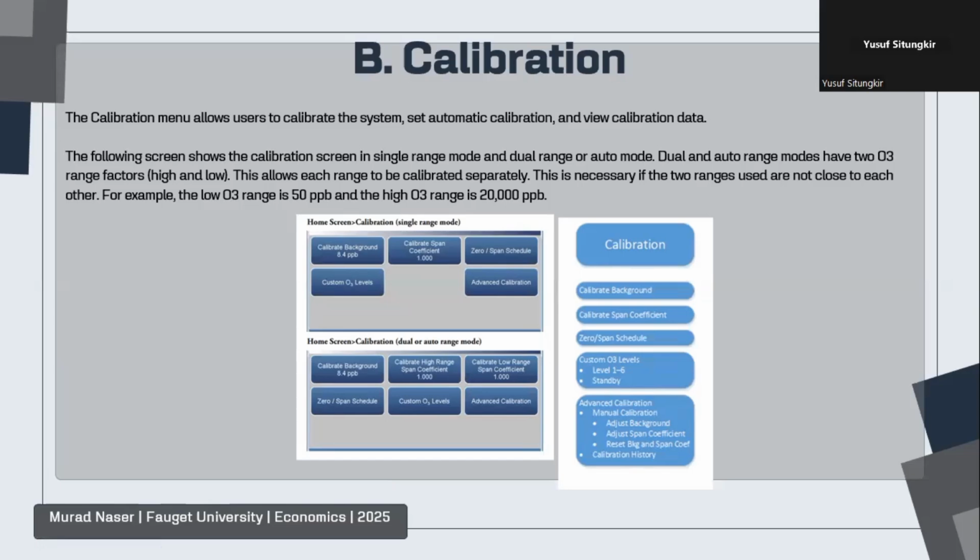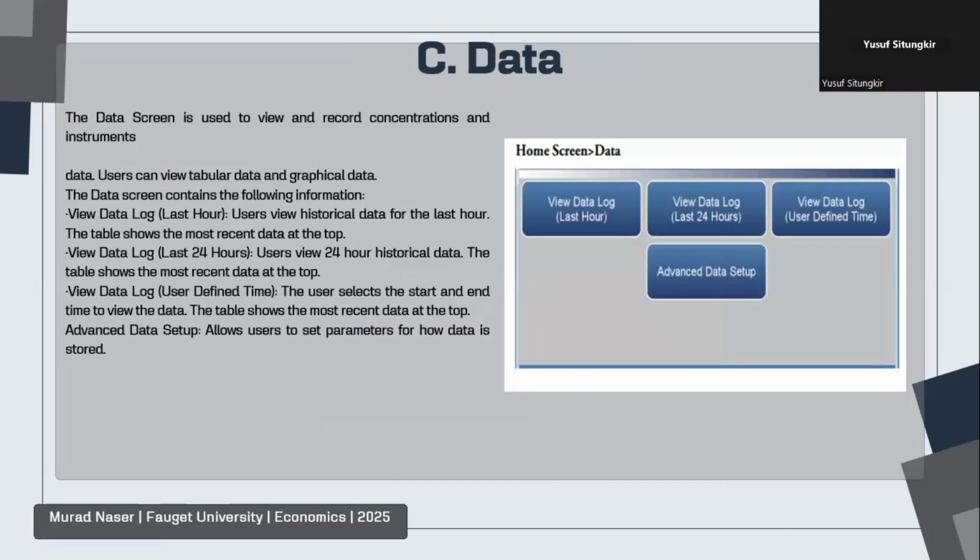Calibration: the menu allows the user to calibrate the system, set automatic calibration, and view calibration data. The following screens show the calibration screen in single range mode and dual range or auto mode. See data: the data screen is used to view and record concentration and instrument data. The user can view tabular data and graphical data.